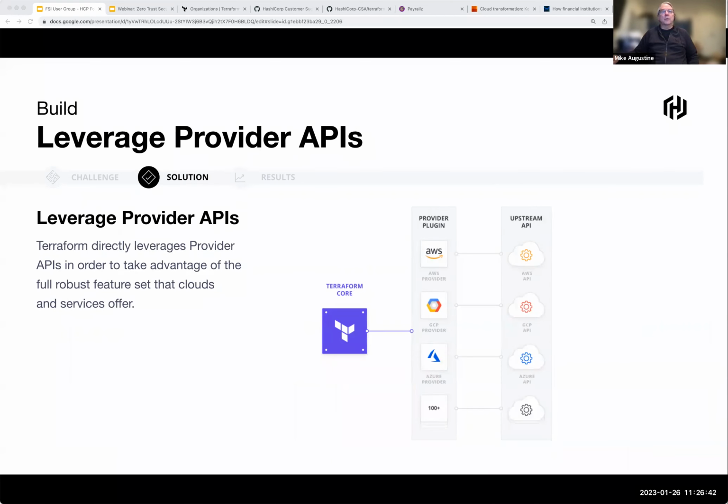Okay, and we talked about this, but the real base behind how a provider works is that all of these services, all of these vendor products, these cloud providers have API interfaces, and that's how other products interact with their services. A provider simply takes advantage of those APIs as well and makes it so that you can dynamically change Terraform code to change what happens within those environments.